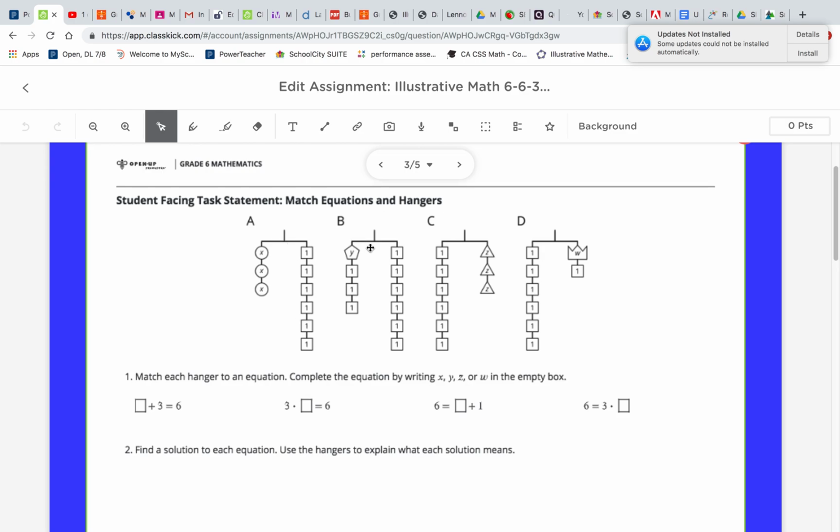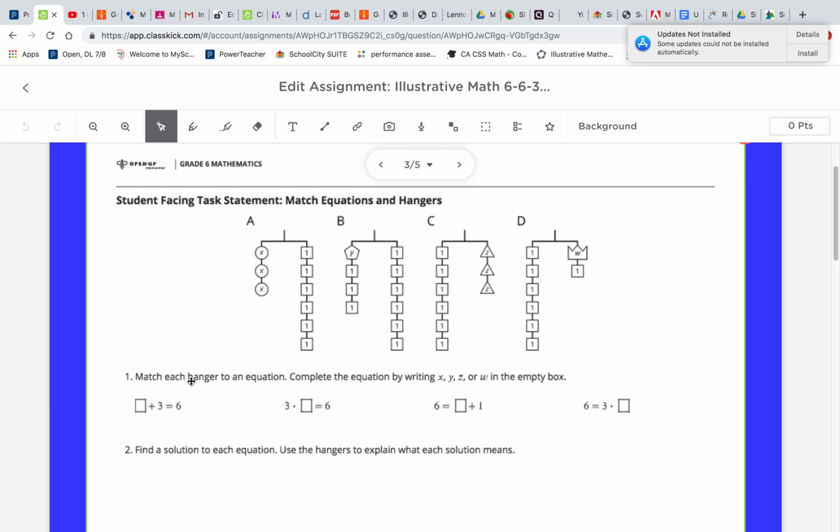You can see all of these hangers are balanced, right? They are all aligned to where it's straight. You can see this side here and this side here, they're balanced. There's not one side tilting lower than the other side. So that means they are the same thing, right? Whatever you see on the left side is the same as what's on the right side.